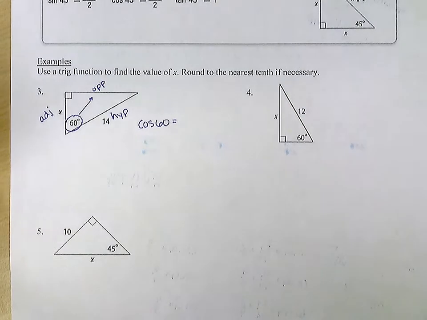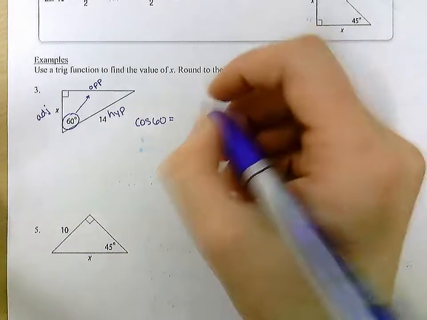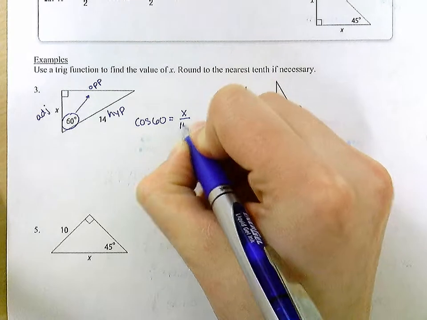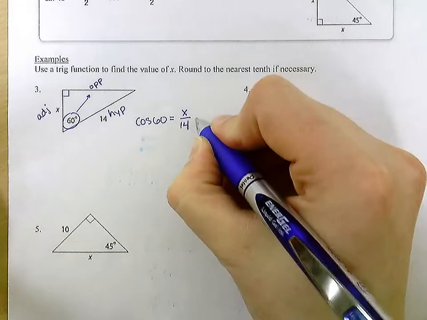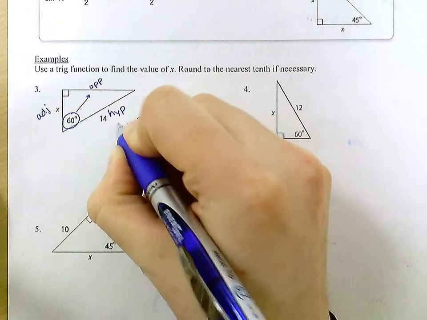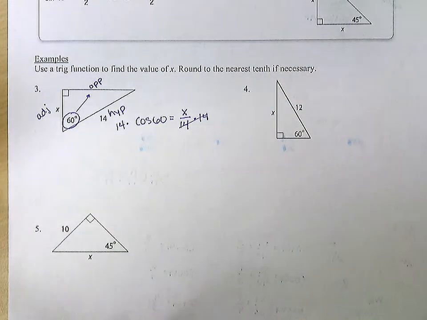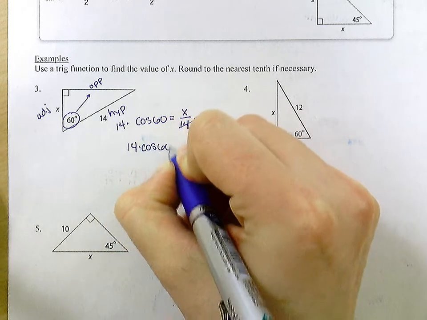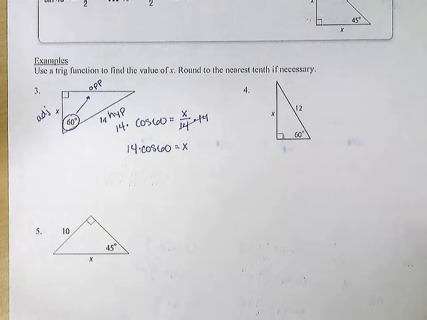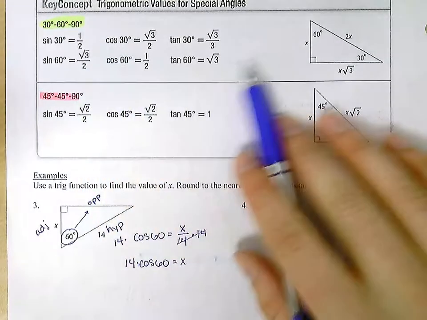Okay, that's equal to that ratio of sides, your adjacent side, which is x, over the hypotenuse is 14. Now I'm going to get x by itself. So I'm going to multiply both sides by 14. That way they cancel out here. And I have 14 times the cosine of 60 equals x. Well, if I look at my chart up here, what is cosine of 60?